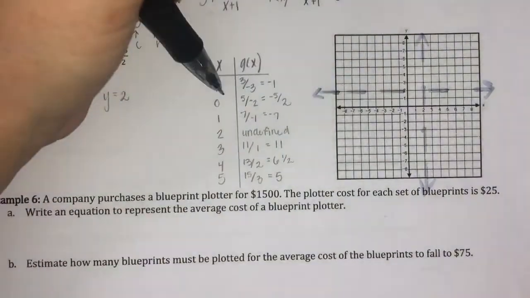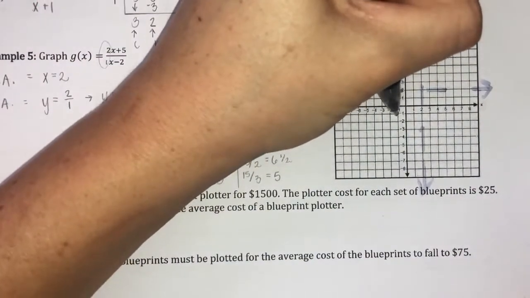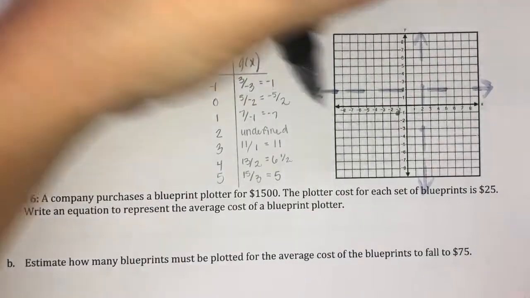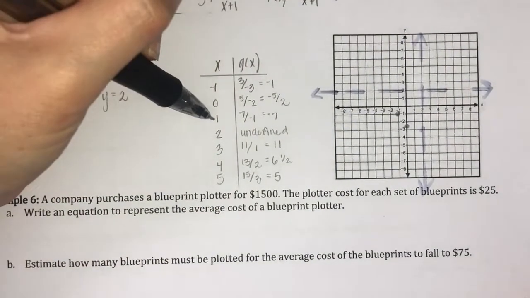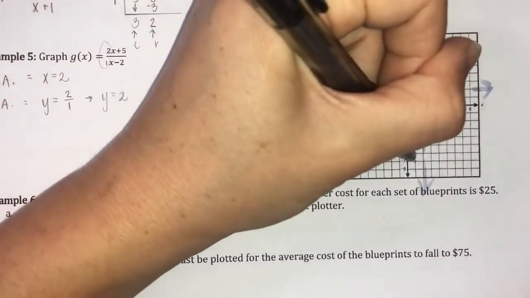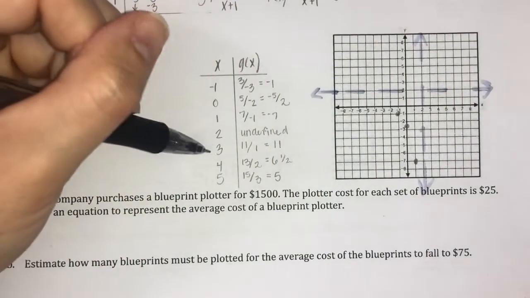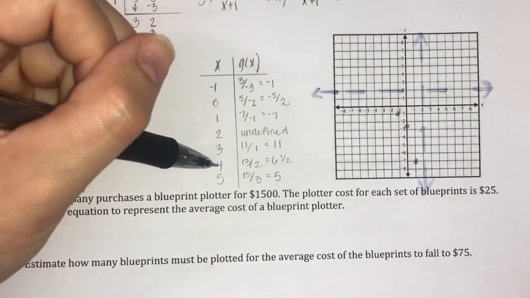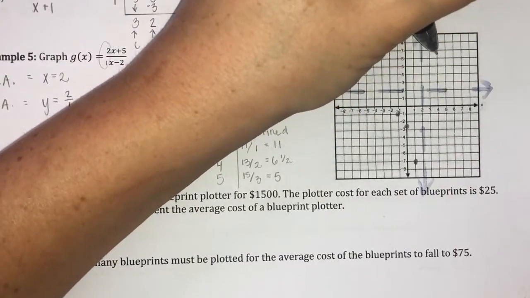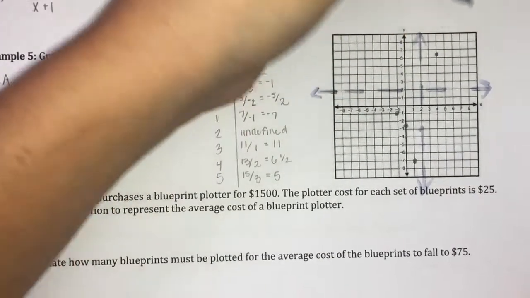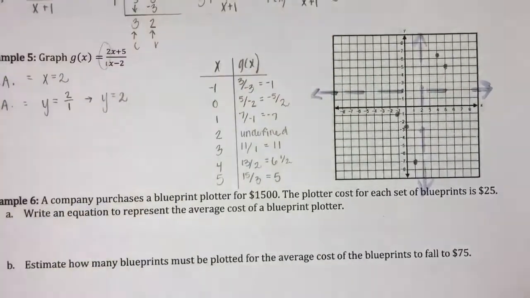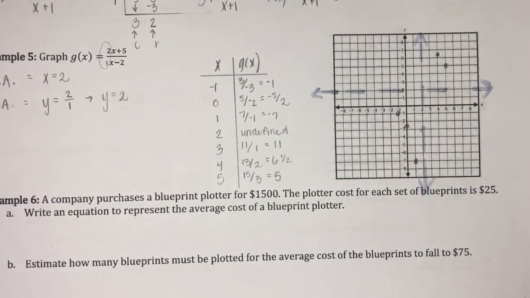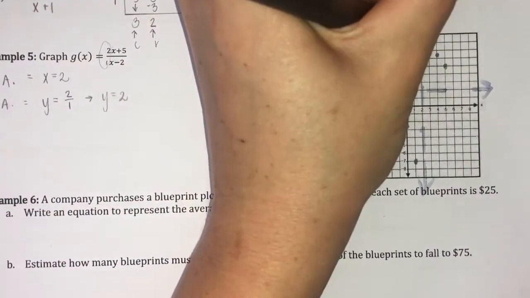So we can plot those points, so -1, -1, and then 0, -5 halves, so it's -2.5, and then 1, -7, and then 3, 11, that's up off the graph, 4, 6.5, and then 5, 5. And if some of your points fall off the graph, that's okay. Just make sure that you're following the asymptotes to finish drawing your graph. Just know that your lines should get very close to them, but they should be a nice curved line.